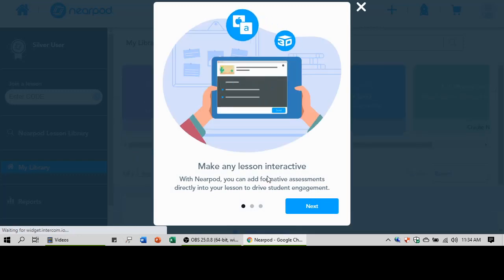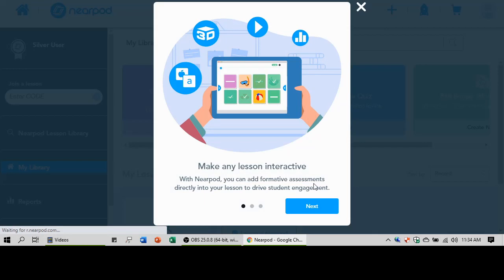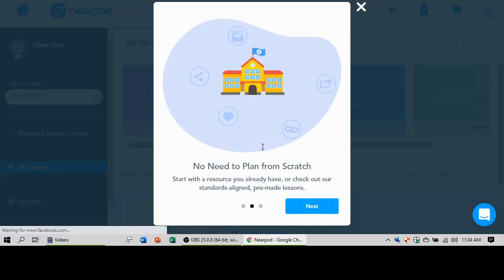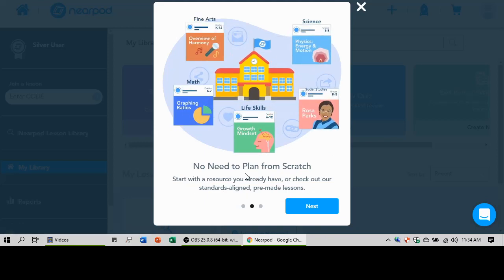Make any lesson interactive with NEARPOD. You can add formative assessments directly into your lesson to drive student engagement. Next, no need to plan from scratch. Start with a resource you already have or check out our standards-aligned pre-made lessons. Okay, in NEARPOD, if you want to have interactive activities, you can add them from your library. So you can add already-made activities from the library and then put them in your own library so that you can have them for your students. No need to plan from scratch.